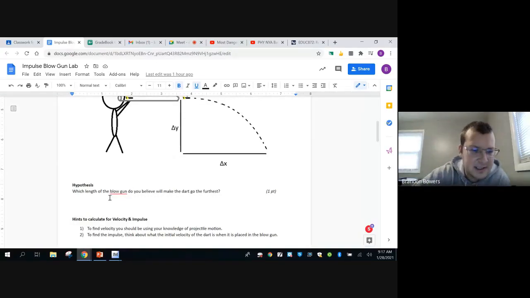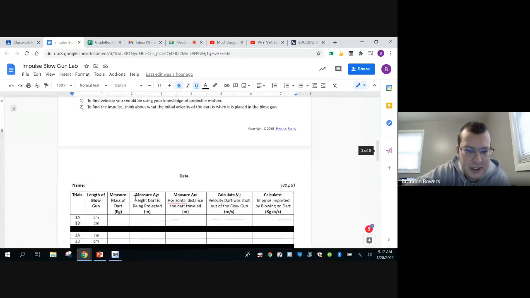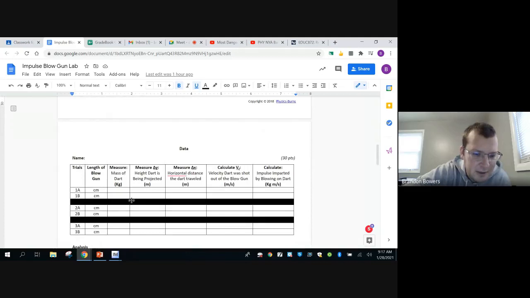You're going to create a hypothesis, and then you're going to fill in this chart down here. The length of the blowgun, record it in centimeters. Remember, the 2 farthest, so there's 2, 2, and 2. The mass of the dart.